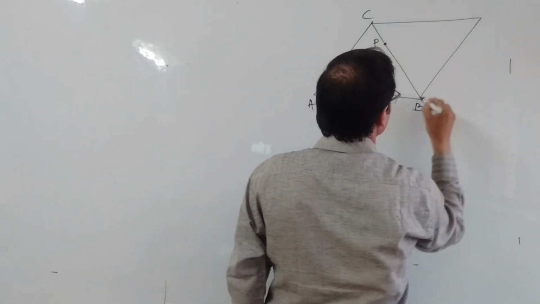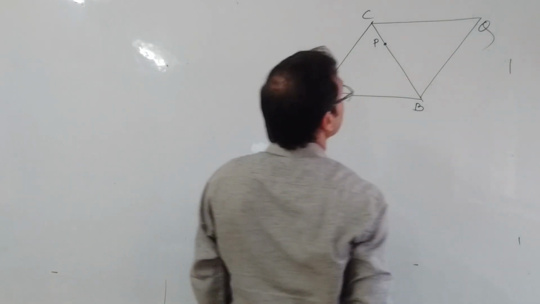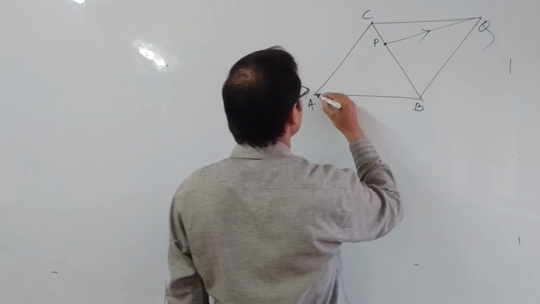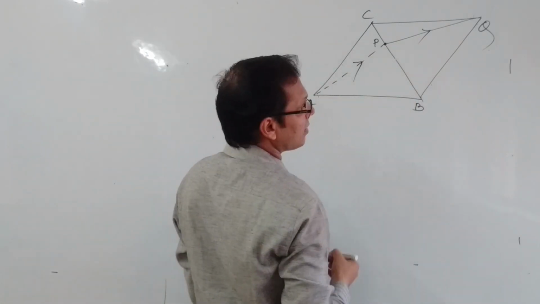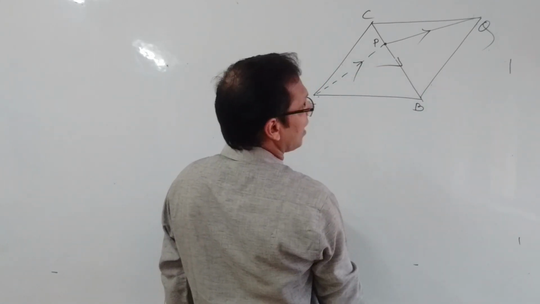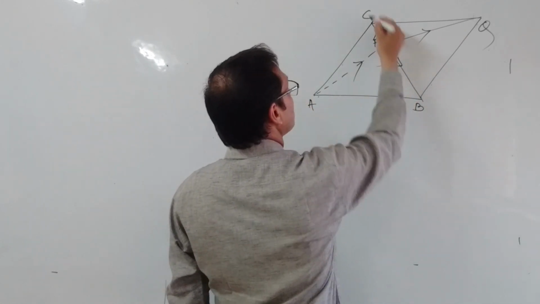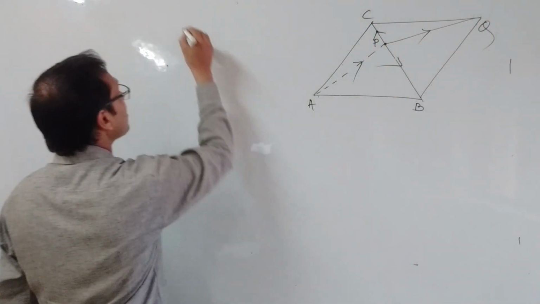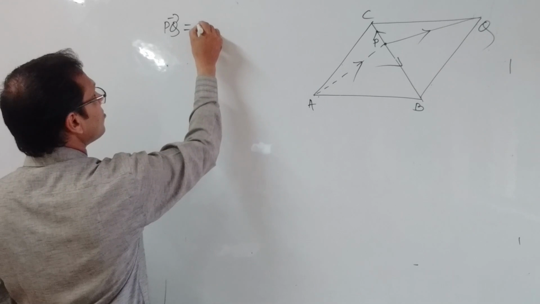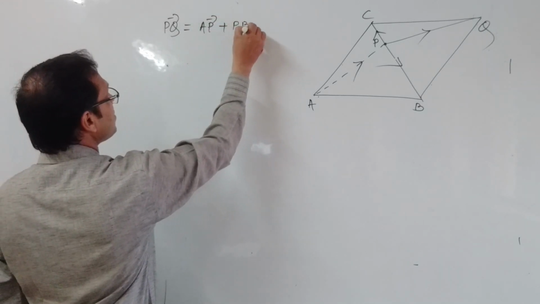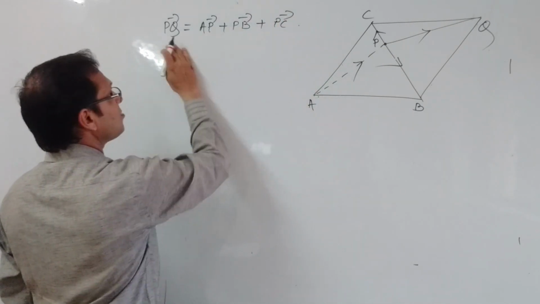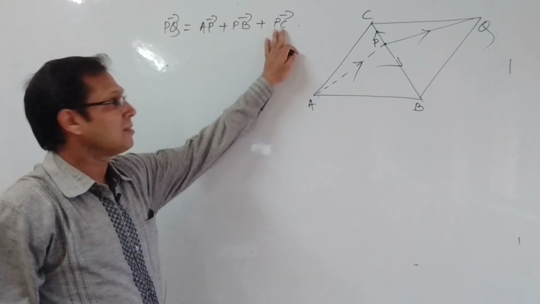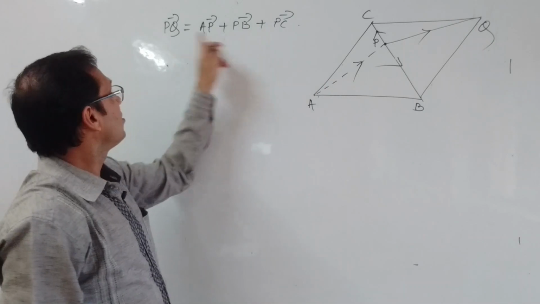Suppose first you draw the parallelogram ABQC, and PQ is the resultant vector of AP. AP means this one, PB means this one, and PC means this one. The resultant of AP, PB, PC is equal to PQ. That means PQ vector is equal to AP vector plus PB vector plus PC vector. This is given. PQ vector is the resultant of AP vector, PB vector and PC vector.